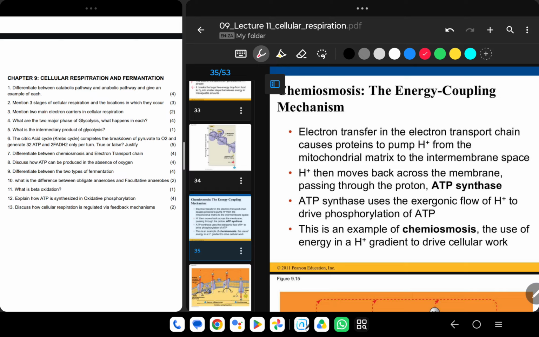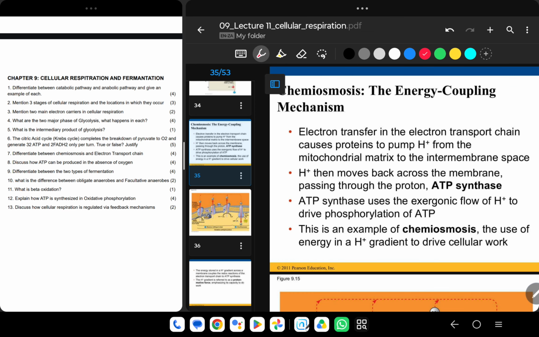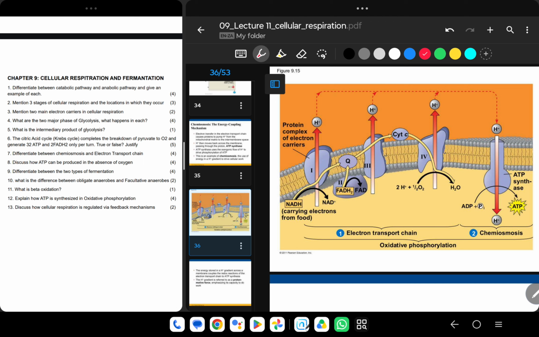Now differentiate between two types of fermentation. The two types of fermentation that we have are alcohol fermentation and lactic acid fermentation. Before we get to that, let's check this out. If you look at this, you'll see oxidative phosphorylation. You have a part of the electron transport chain which ends here, and you also have a part of chemiosmosis. Chemiosmosis involves ATP synthase, which is an enzyme.